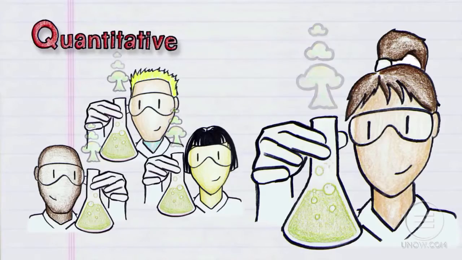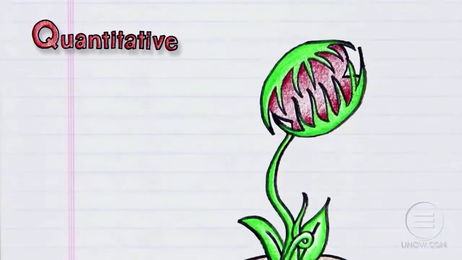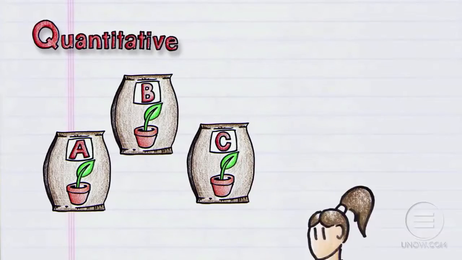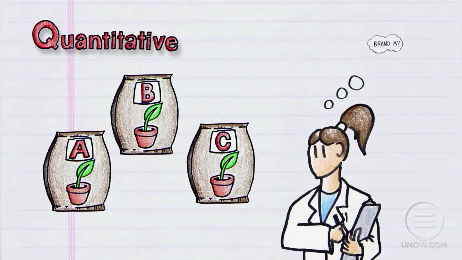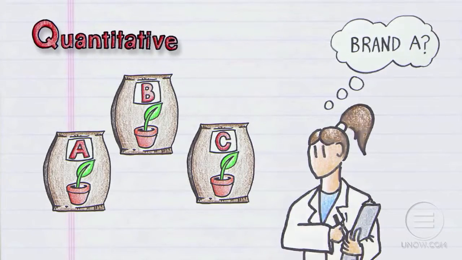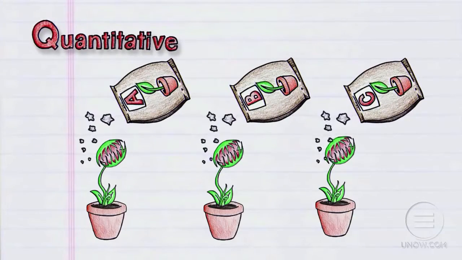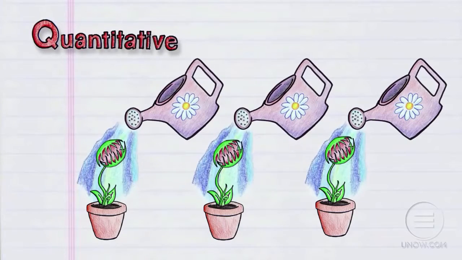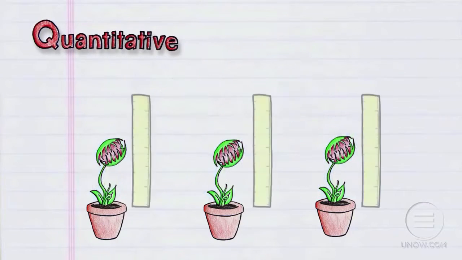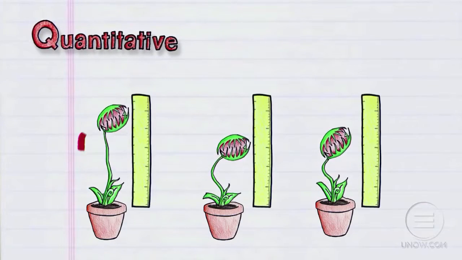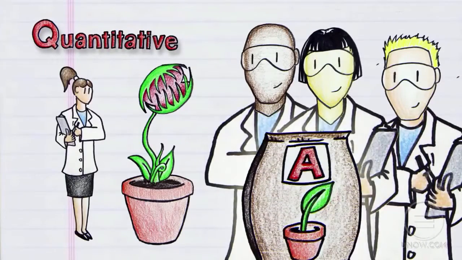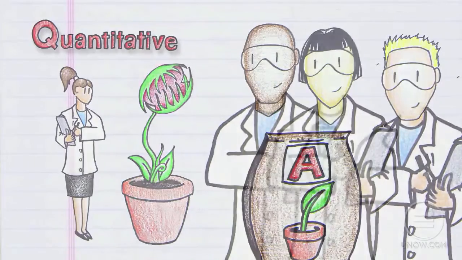Let's say you want to find out which leading brand of fertilizer works best on Venus flytraps. You would start with a hypothesis, for instance, that brand A is the best. You would test the different fertilizers on a large sample size of plants, carefully control for environmental conditions, and precisely measure all of the plants. If your conclusion is right, then other people should get the same result when they repeat the test.